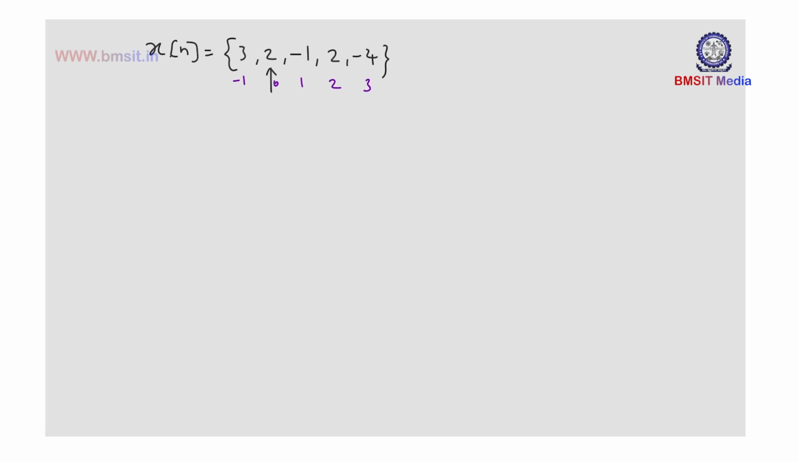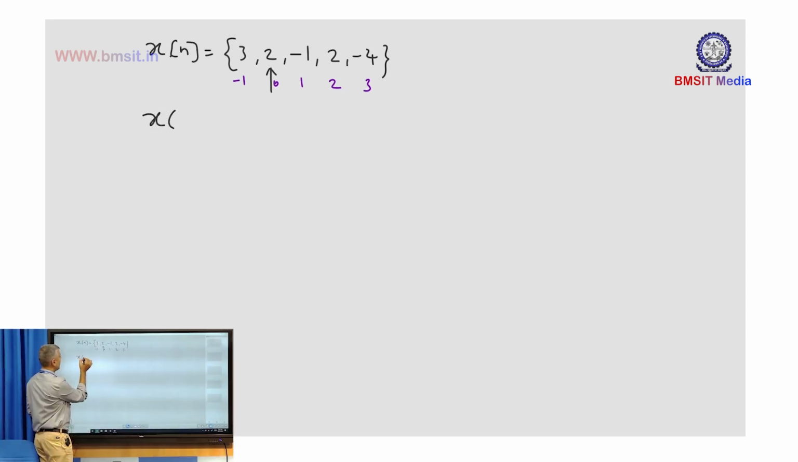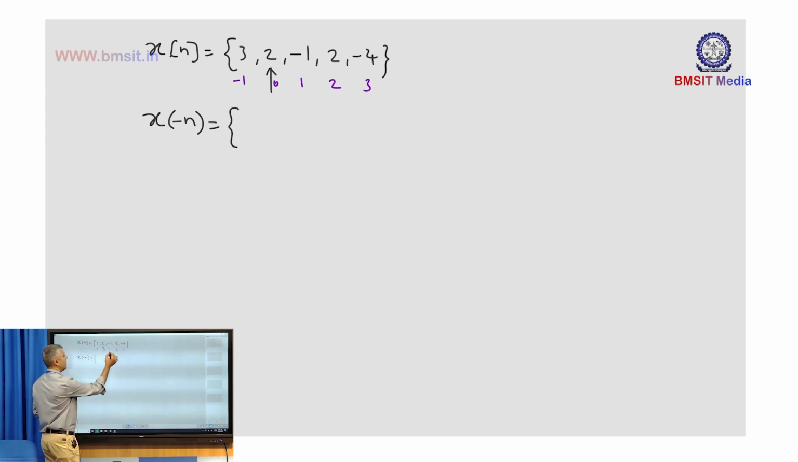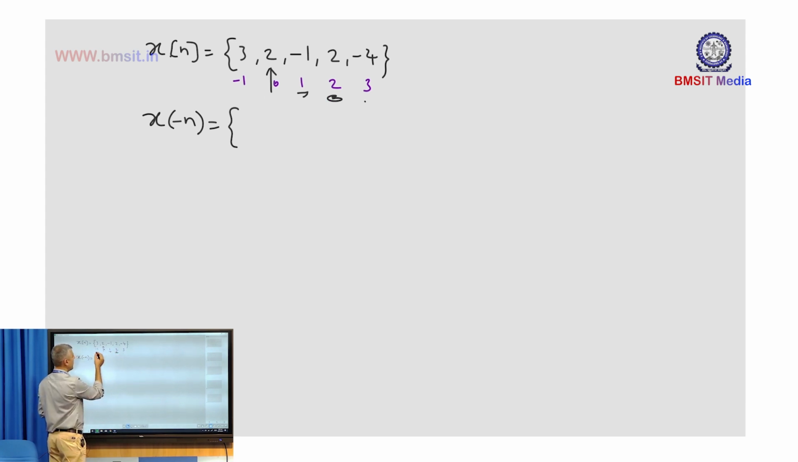So you now know that you need to obtain the time reversed signal. When you reverse the time, in this case, the sample at location 1 will take up the position at minus 1. The sample at location 2 will take up the position at minus 2 and 3 will go to minus 3. In the same way, the sample value at minus 1 will occupy plus 1.